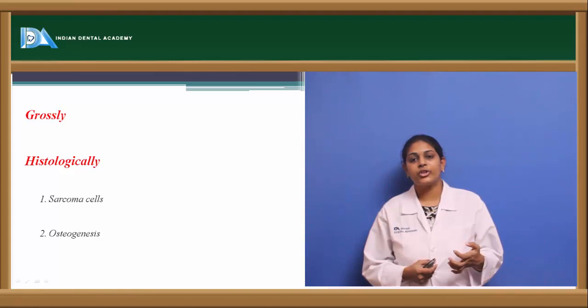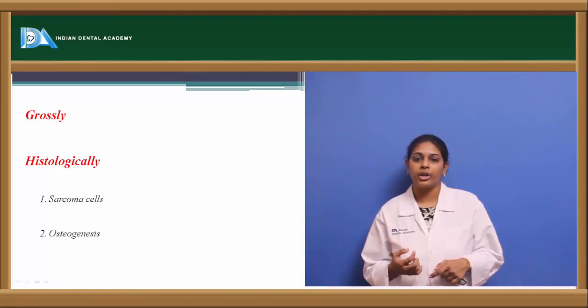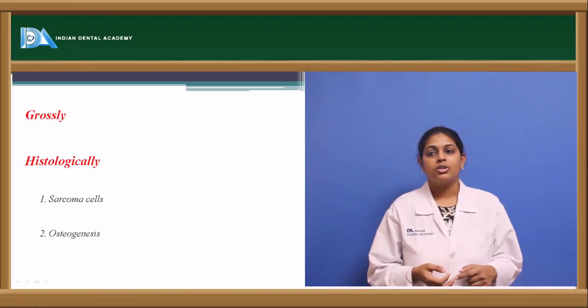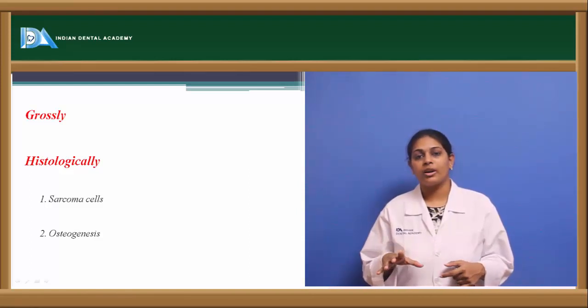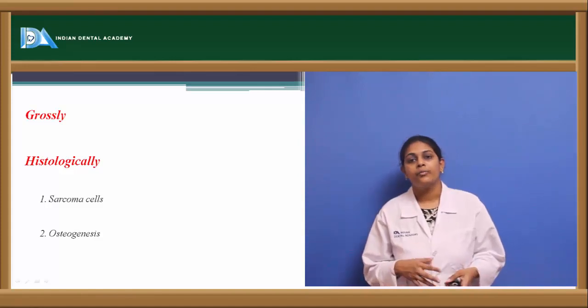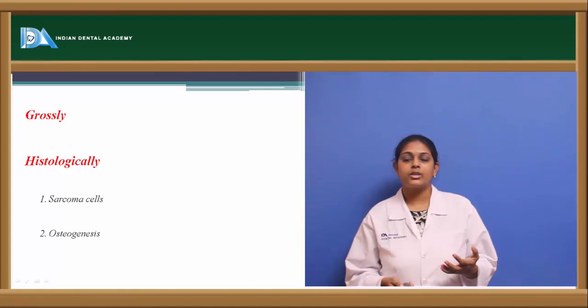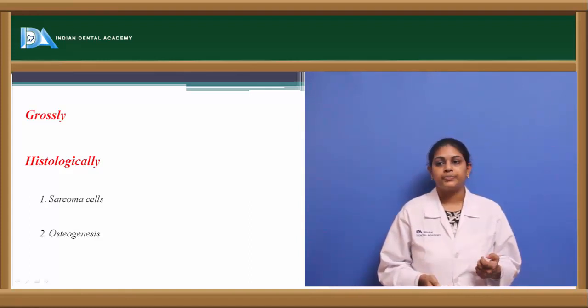The next feature is osteogenesis. We see that these neoplastic cells have a property of laying down the osteoid matrix, otherwise known as the bone matrix. This bone matrix can be seen interspersed within the sarcoma cells, or the neoplastic cells, in the central medullary type of osteosarcoma. So these are the gross as well as histological features of osteosarcoma of central medullary type.